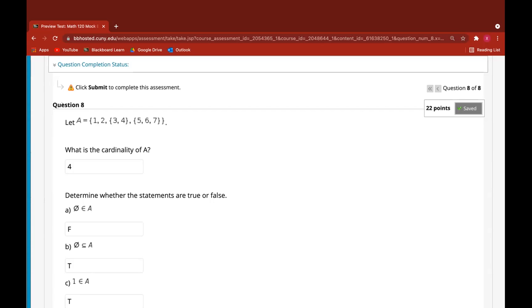Okay, and I see people asking how to type the notation, like this notation. If you use subset, A is a subset of something, or this is an element of something, it's fine. You can just use the words.